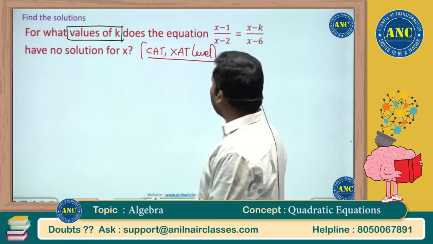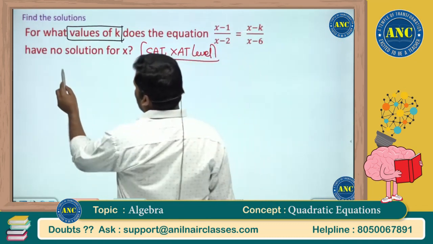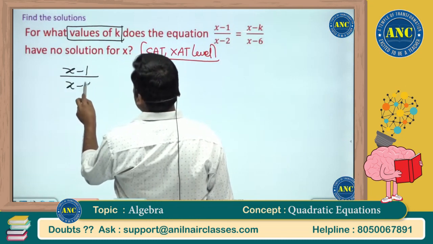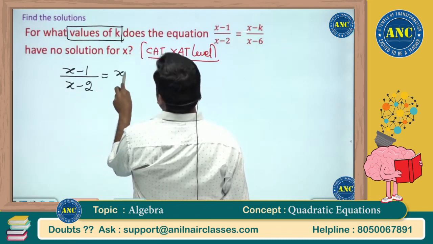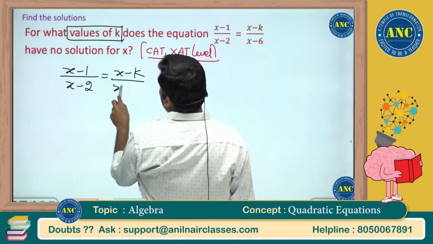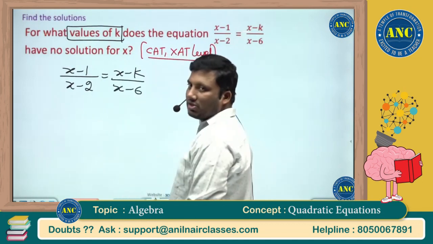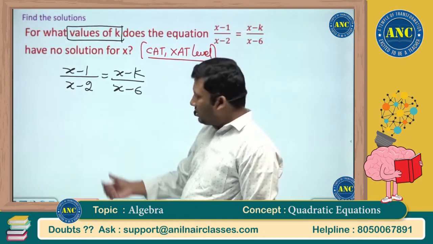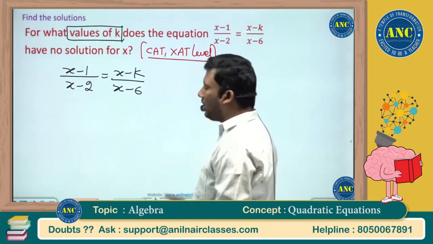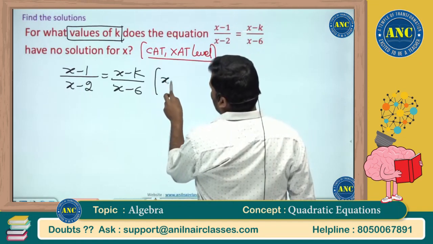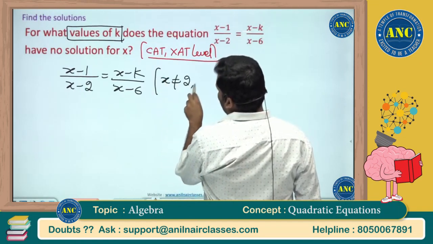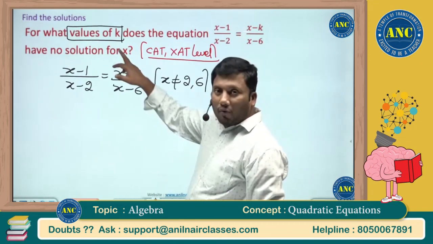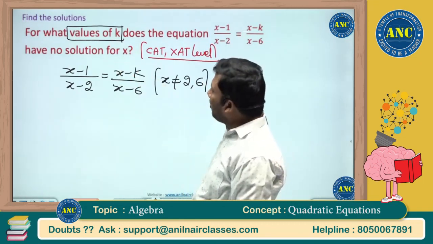For what value of k does the equation (x minus 1)/(x minus 2) equivalent to (x minus k)/(x minus 6) have no solution? First of all, denominator cannot be 0. So x cannot be equivalent to 2, 6. It is quite visible to me. I want the value of k.